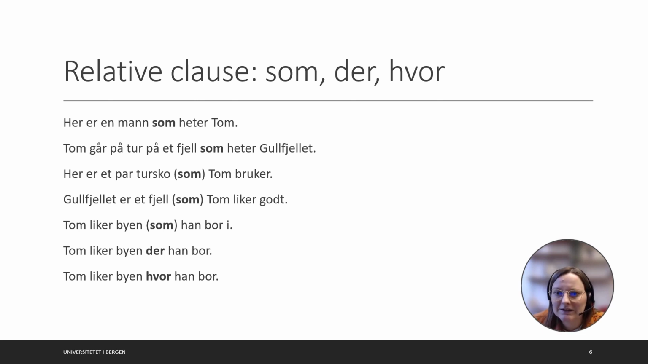But in this case, we can also use der or hvor. Tom liker byen der han bor. Tom likes the city where he lives. Tom liker byen hvor han bor. Tom likes the city where he lives. When we use der or hvor to start a relative clause, we don't use any preposition, which we do when we use som for the same sentence.